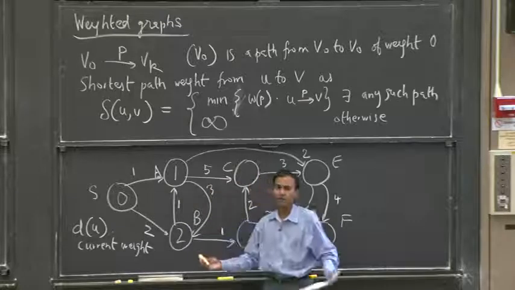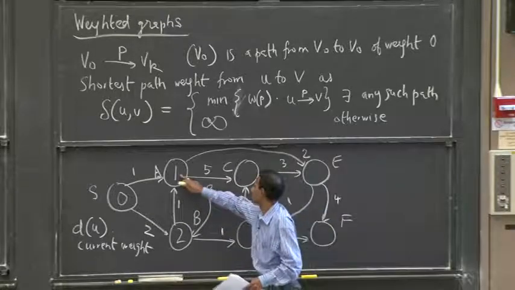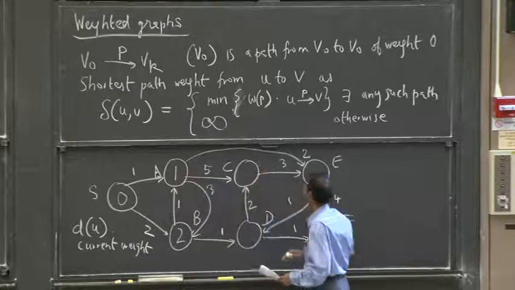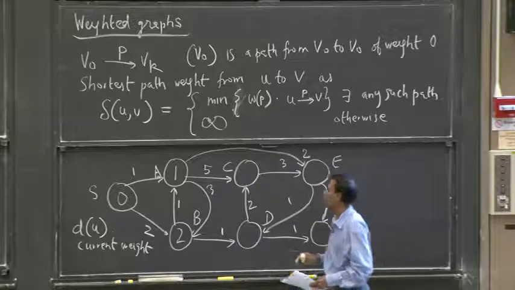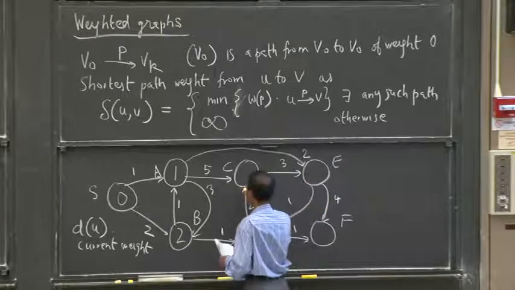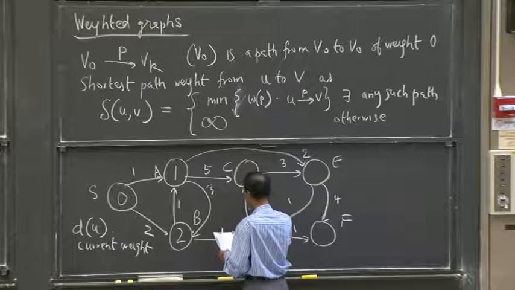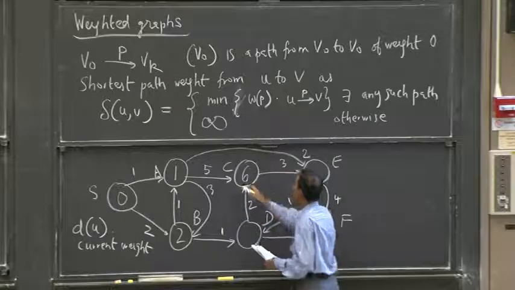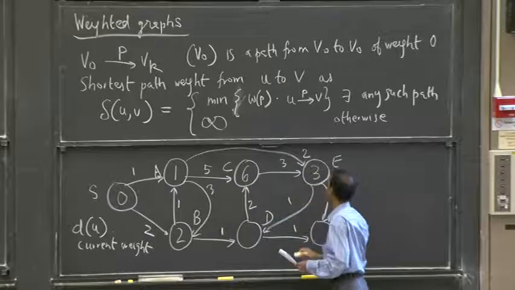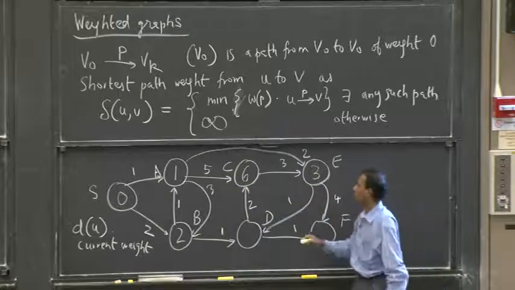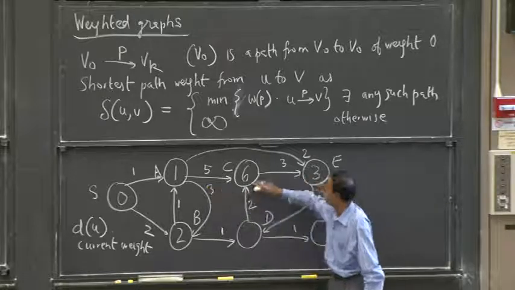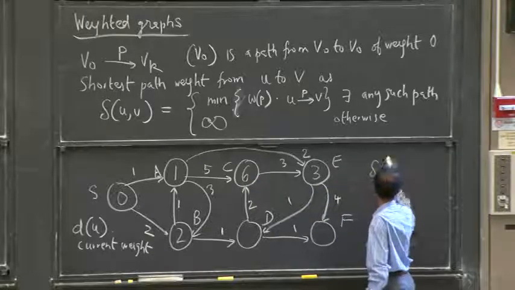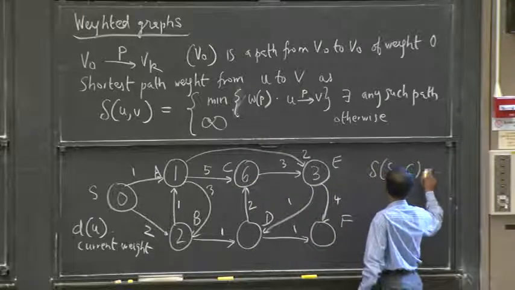Now I could arbitrarily pick this 1 here, this A vertex, and then start looking at the edges that emanate from the A vertex, and I could go off and mark this as 6, for example. And if I start from here, I'd mark this as 3. Now, is it in fact true that that 6 is delta S comma C?